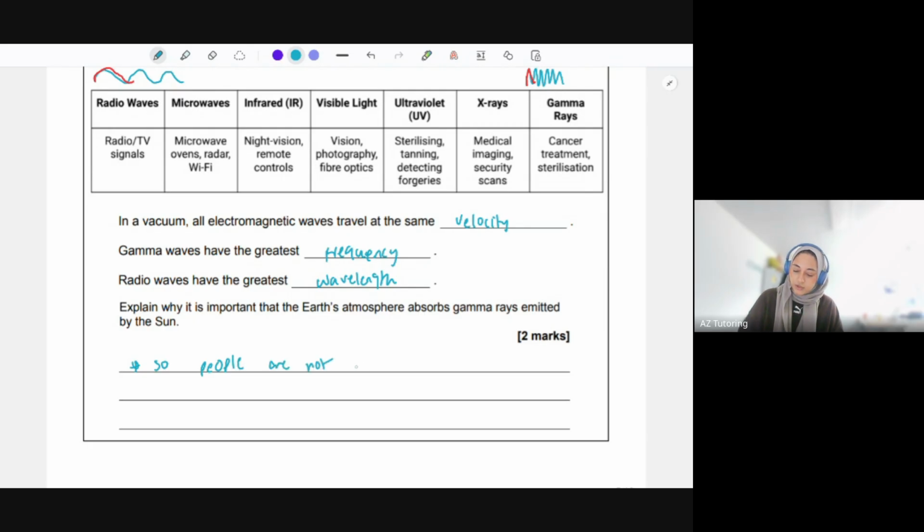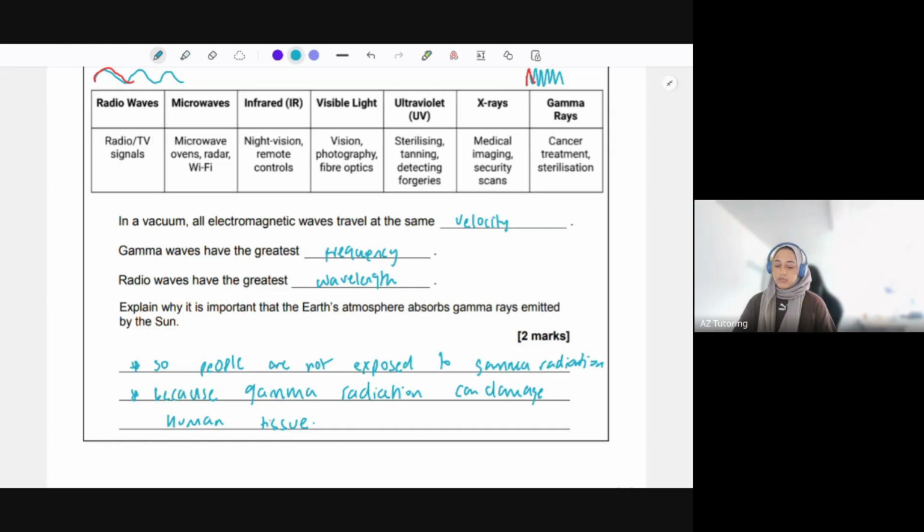are not exposed to gamma radiation. And your second mark comes from explaining why that is bad. So your second mark's saying because gamma radiation can damage human tissue, which essentially causes cancer. So you can just say that as well.